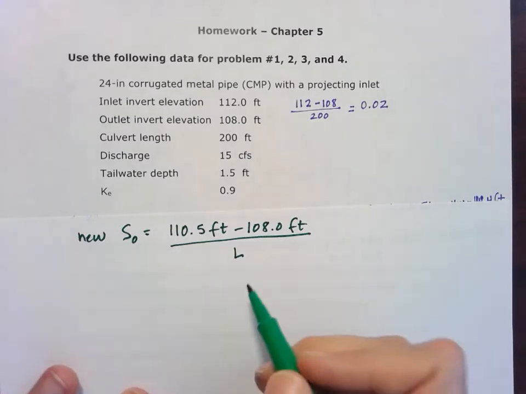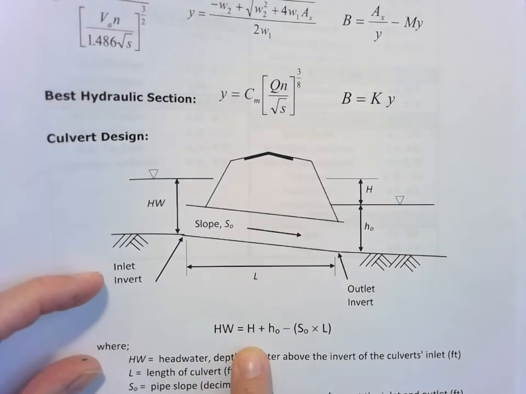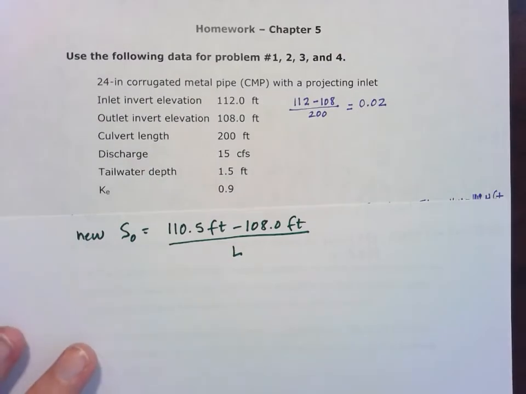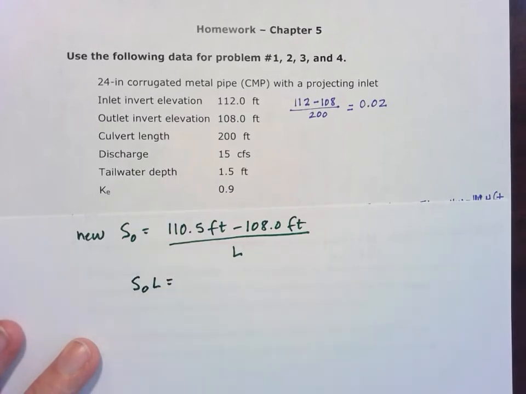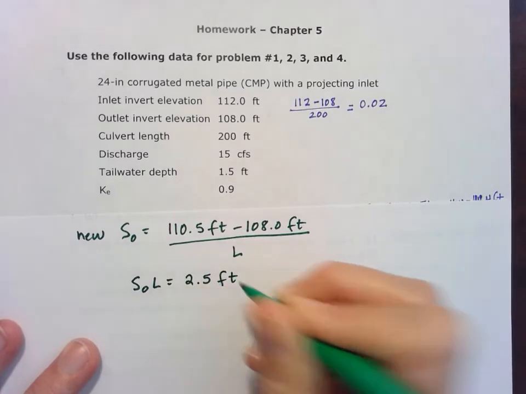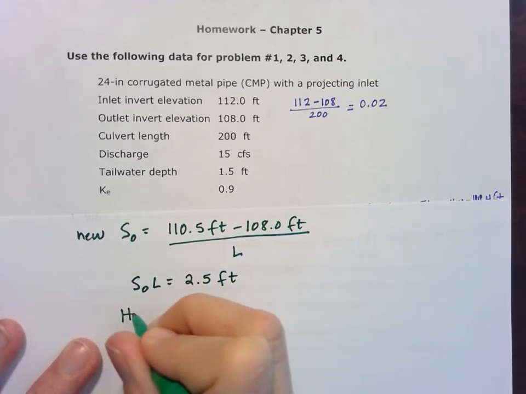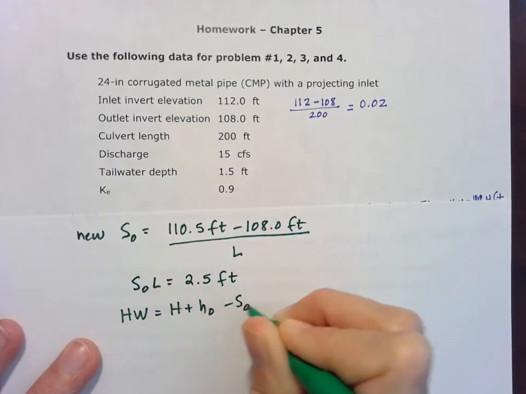But remember that slope times length is actually one of the numbers that we're interested in when we calculate headwater. Because in order to find that headwater, we take the head, we add the tailwater, and we subtract that slope times length. So I'm just going to keep that difference in elevations in a slope times length format, so that 110.5 minus the 108 is equal to 2.5 feet, and that way I can plug it right into that formula to find the headwater.